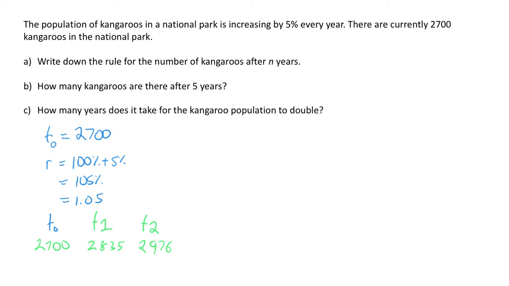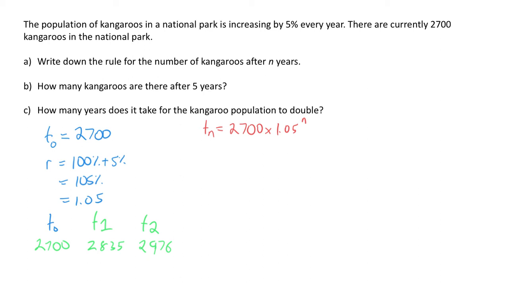So that's going to impact when we come to write our rule, and our rule is going to be Tn = 2,700 × 1.05, so our starting value times our ratio, but because it was a T0 value, we don't use n − 1, we just use n. So the rule that we are going to use in this example is Tn = 2,700 × 1.05^n.